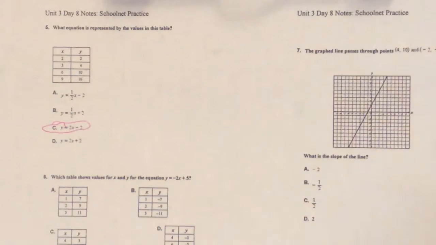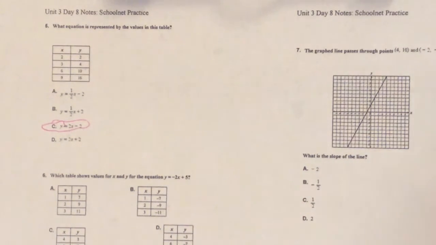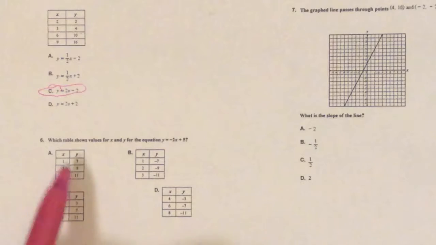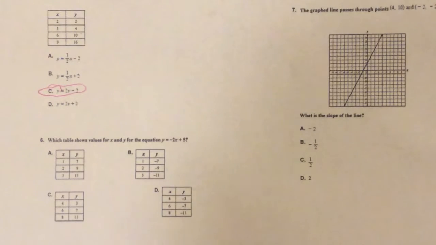Okay, moving on to number 6. Which table shows the value x and y for the equation y equals -2x plus 5? Now you have two options of solving this. The first option is to type in each table into stat edit and see which one gives you the same equation.